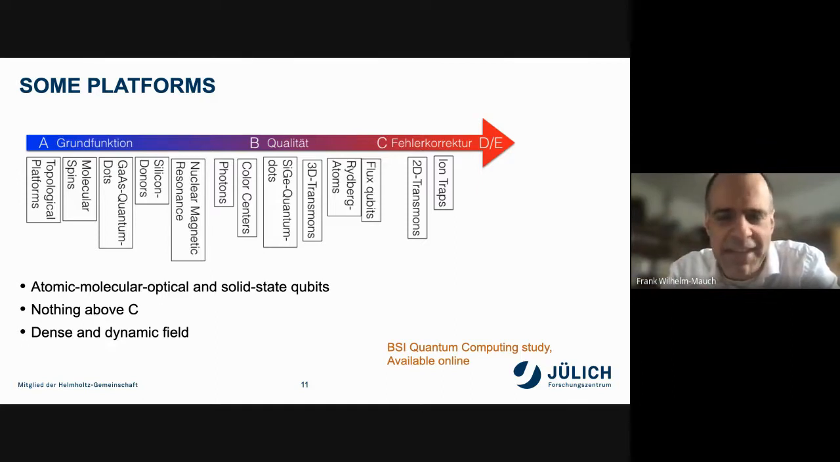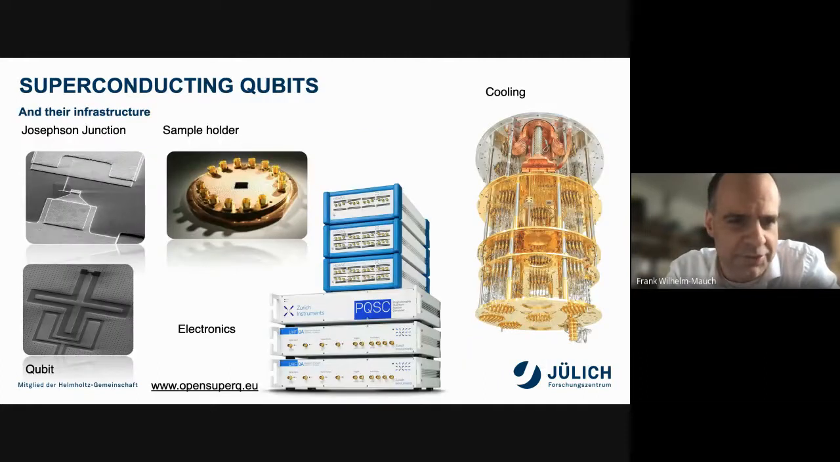And there are some front runners: superconducting qubits, a variety called 2D transmons, and ion traps. But the field is pretty dense, and reshuffling and resorting of this field is absolutely possible. It could be that in a couple of years, this looks fairly different.